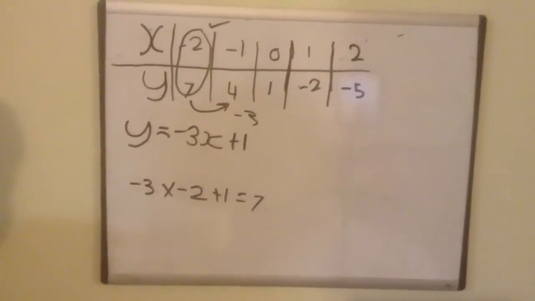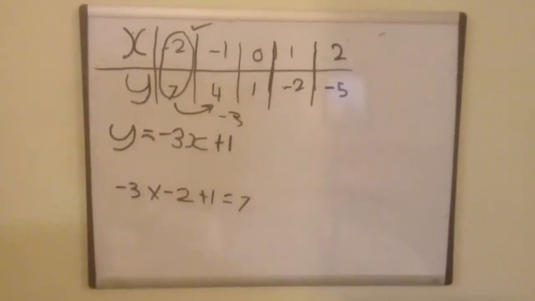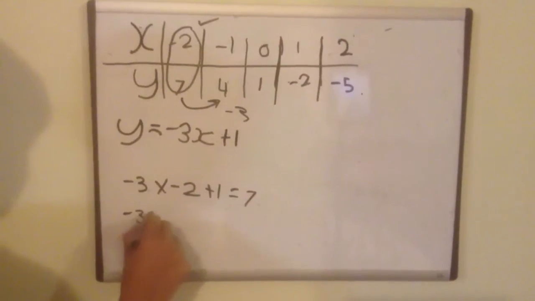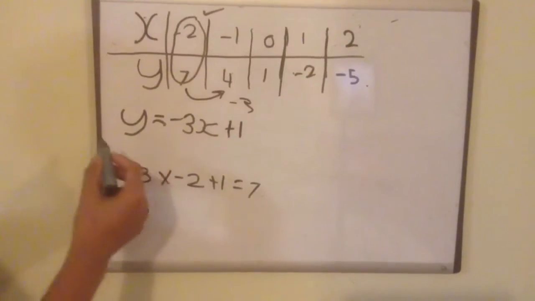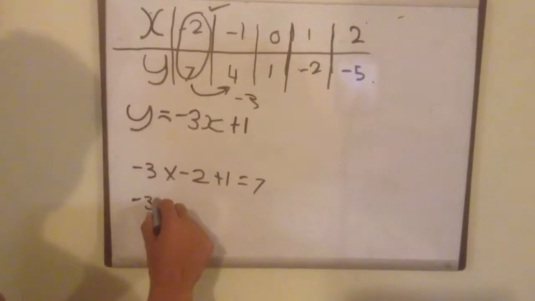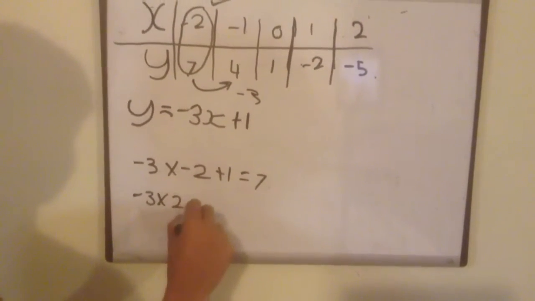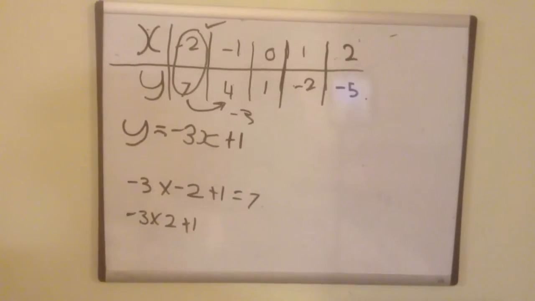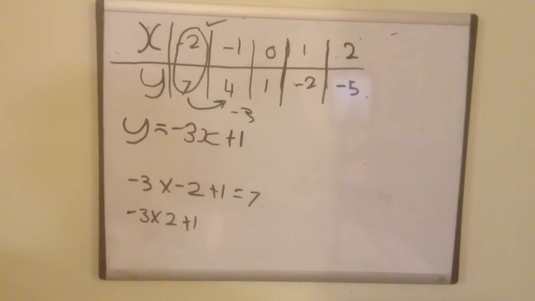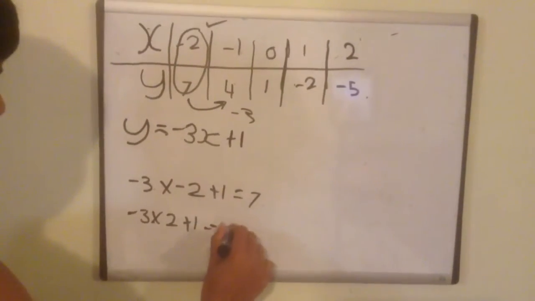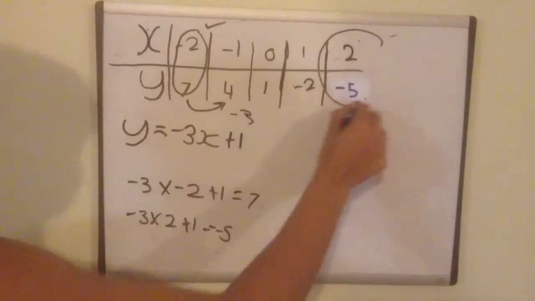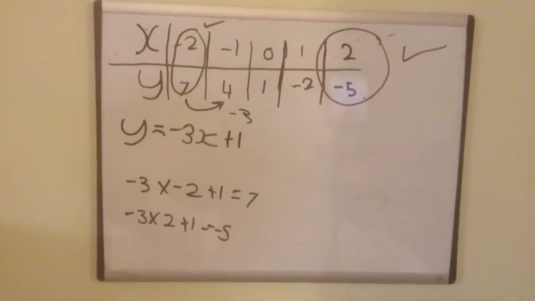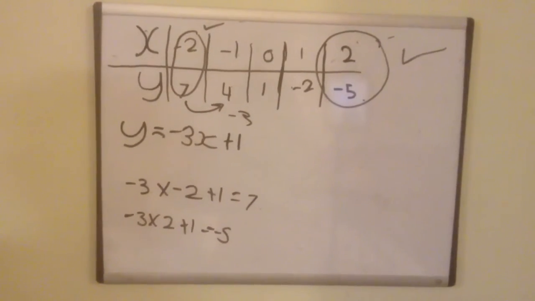Now we'll take a look at 2 and minus 5. This pair right here. So, we'll write down minus 3x, minus 3, and we'll substitute the x for 2. So times 2 plus 1. Now we'll check if this is correct. Minus 3 times 2 is equal to minus 6 plus 1 equals minus 5. So here we know that this pair is correct as well. This shows how you solve linear equations.